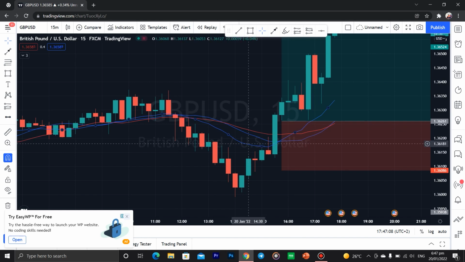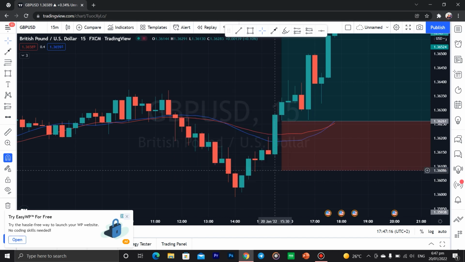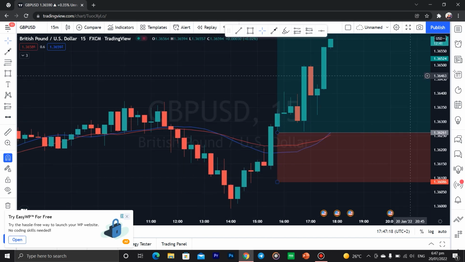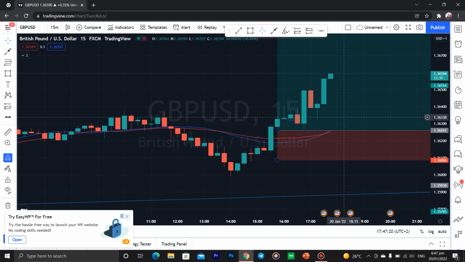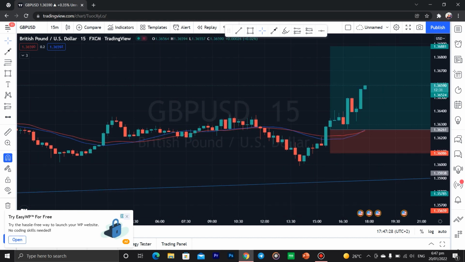So let me delete one here. This is the exponential. Now we are supposed to set this to, so yeah, I basically do have the two moving averages on my charts. The first one being the 25, and then the other one being the 20 moving average.